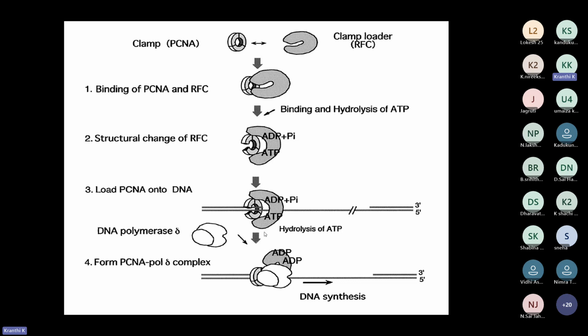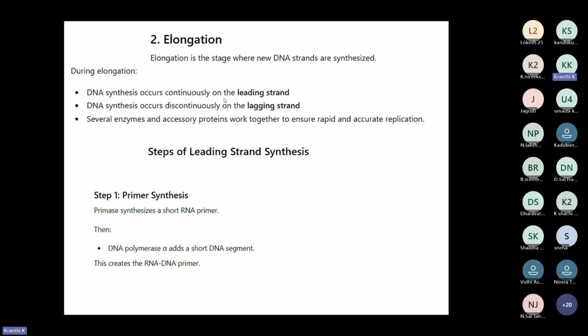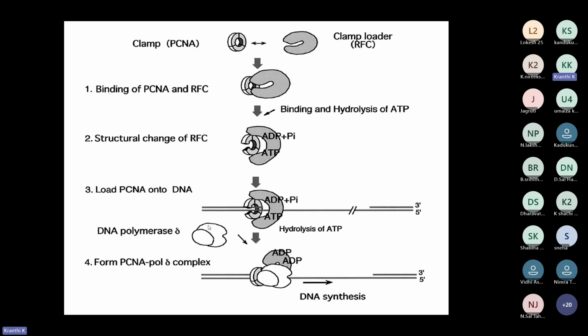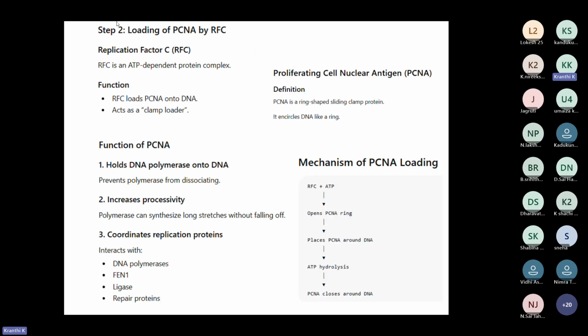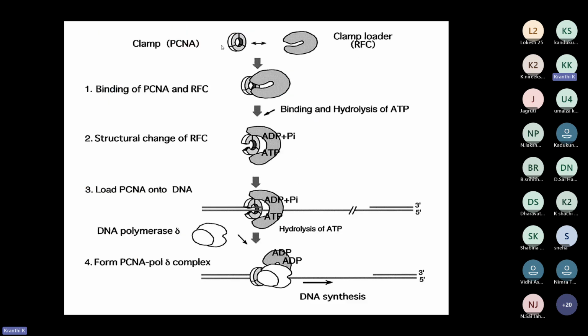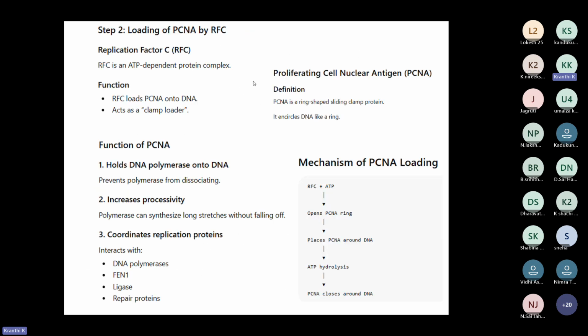So why this clamp? Because the DNA polymerase should not fall off. Once the grip is good, the moving will be faster. Got it? So that is the reason. Here in the eukaryotes, what is the first step? The primer synthesis. And later, what is the second step? Loading of the PCNA by this clamp loader, that is the RFC.